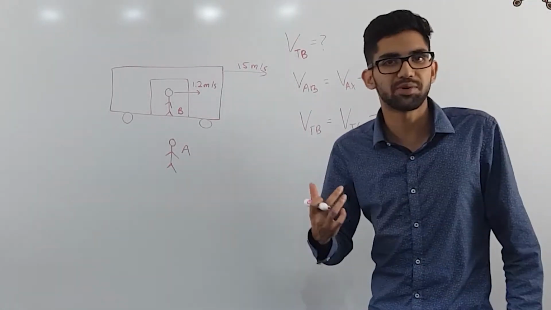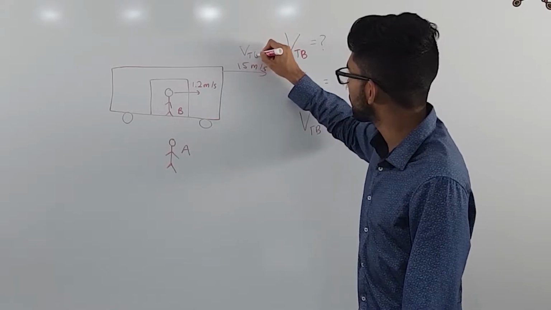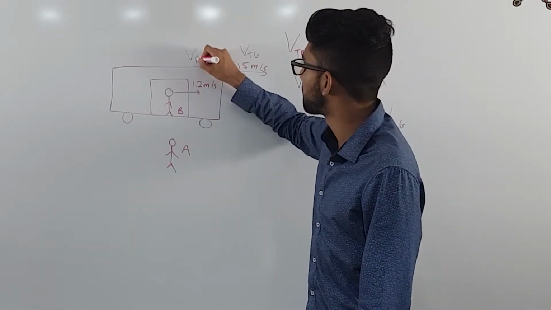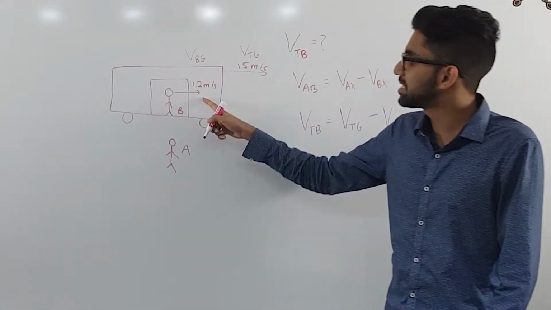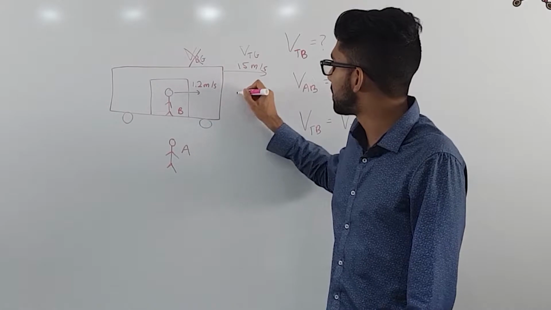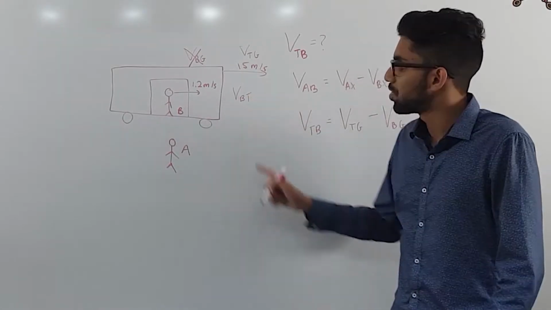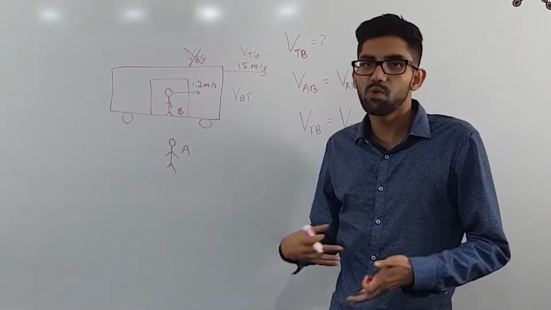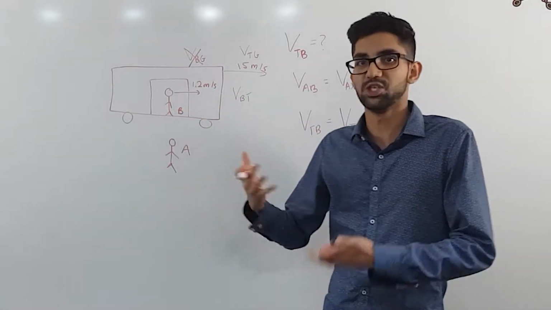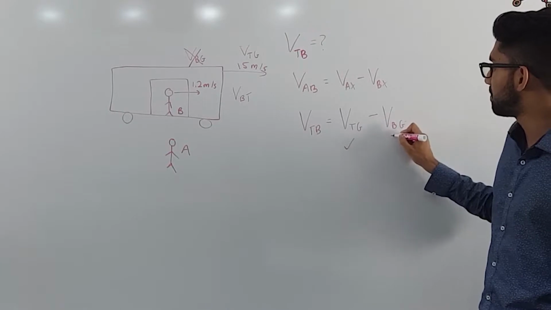Now, the reason why most people got 13.8 meters per second is because they thought this was VTG, which it is, and they thought VBG was this 1.2 meters per second. But in reality, this is not actually VBG. This value here is the velocity of person B relative to the train. Remember, person B is on the train and he's walking at 1.2 meters per second. So that means that's his velocity relative to the train because he's on the train.